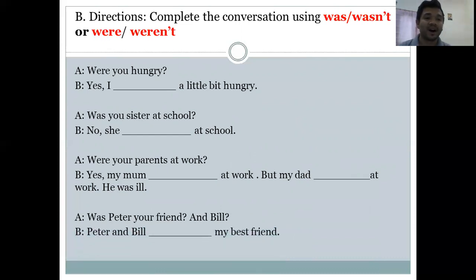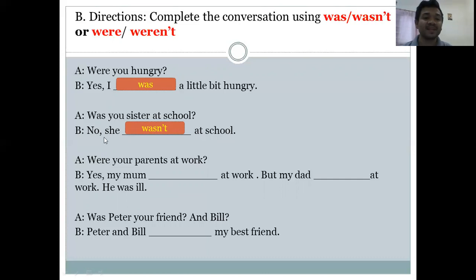Okay, so let's start with letter A. Were you hungry? Letter B. Yes, I blank a little bit hungry. So it's yes. It means positive. Yes, great job. I was a little bit hungry. Okay, I was a little bit hungry. And letter A, was your sister at school? No, she blanked at school. No here is negative. So we will say no, she wasn't at school.